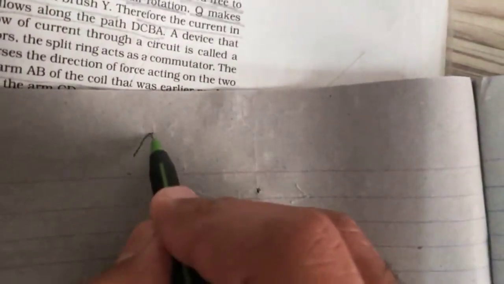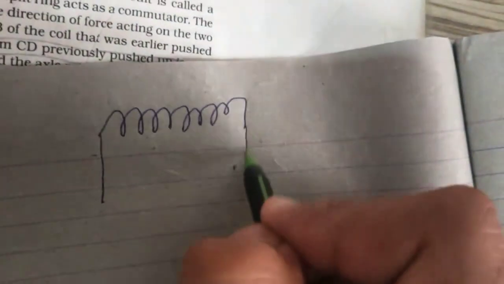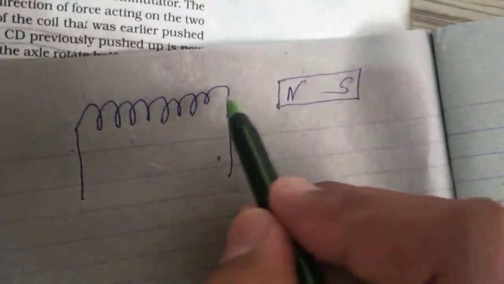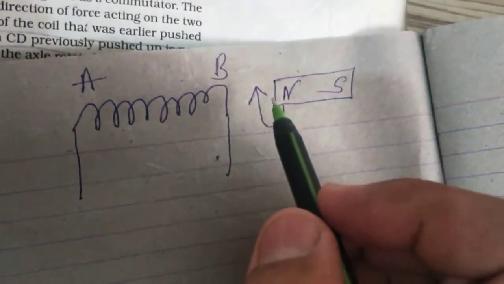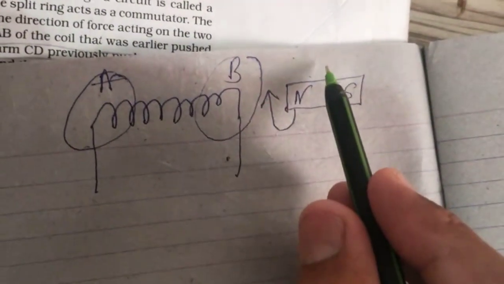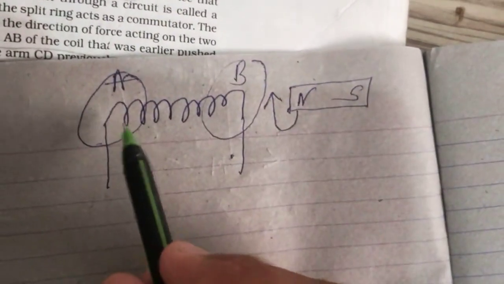Suppose you are having this coil like this, with n number of turns. You bring a magnet close to this. This is A end of the coil, this is B end of the coil. Bring the north pole of a bar magnet close to one end of the coil. What will happen? The magnetic field at B's end will be different and the magnetic field at A's end will be different, because a magnet has a magnetic field around it.